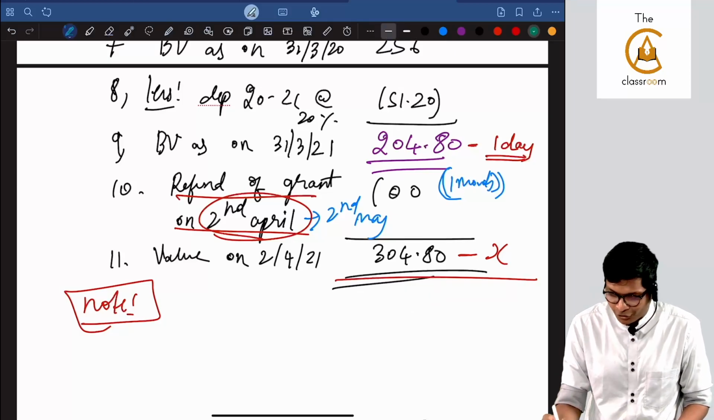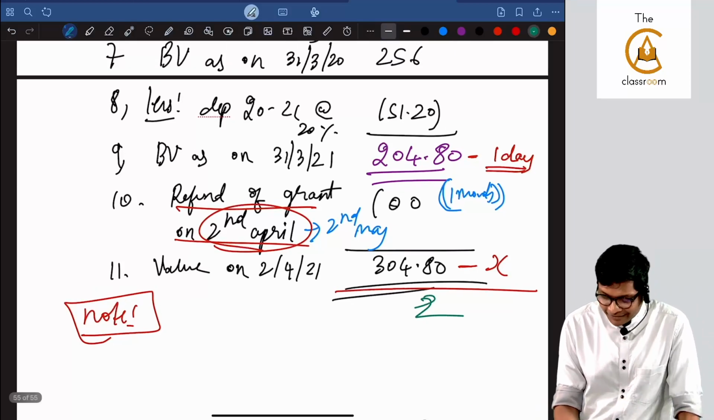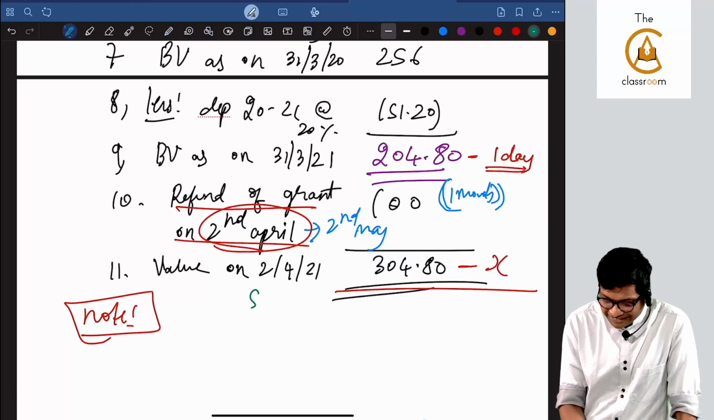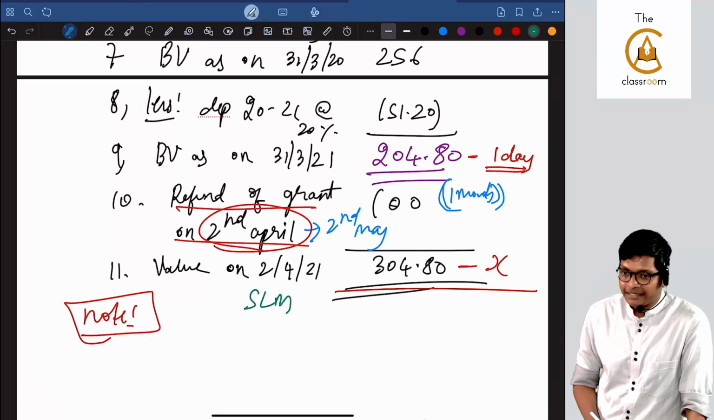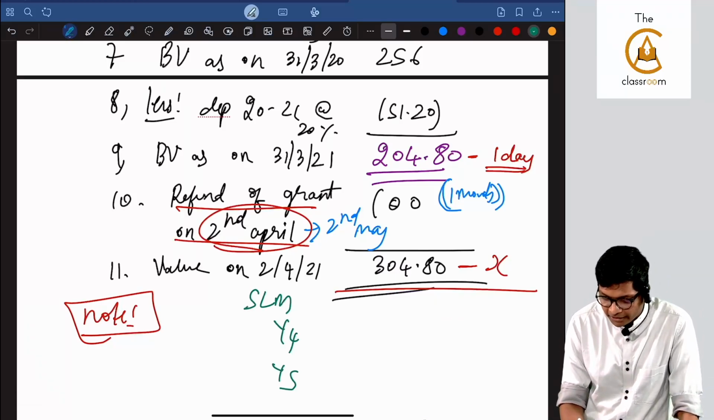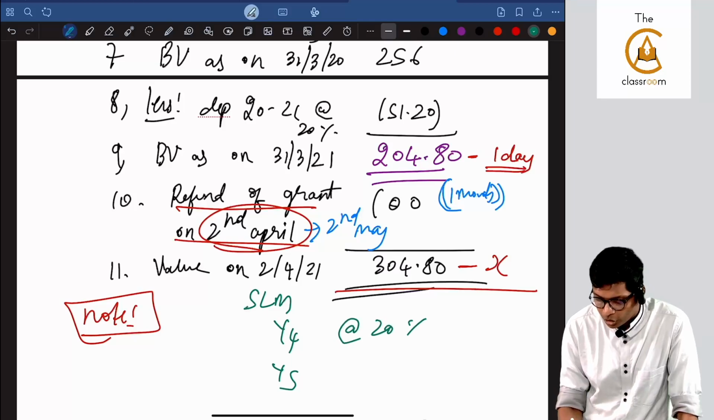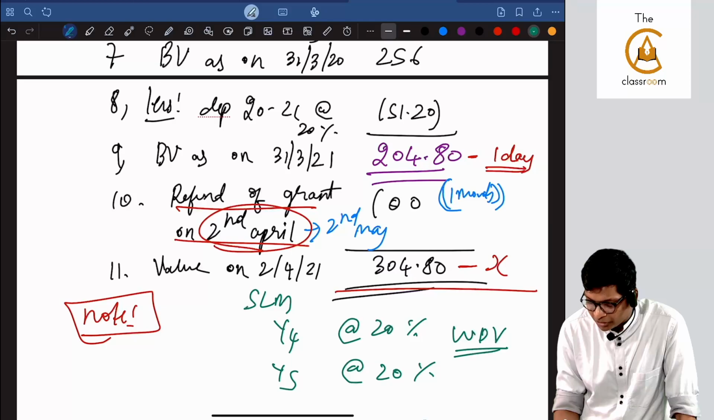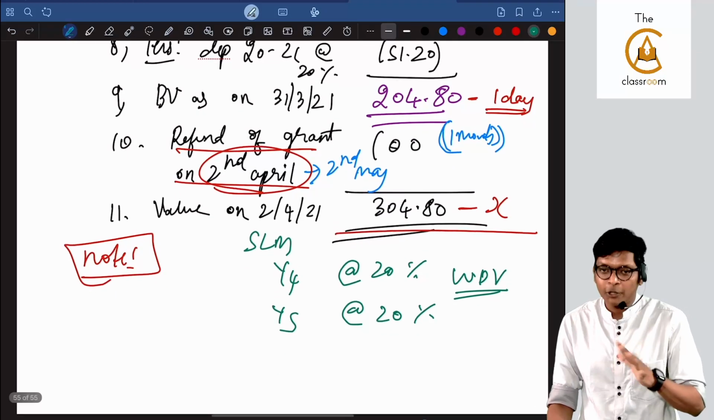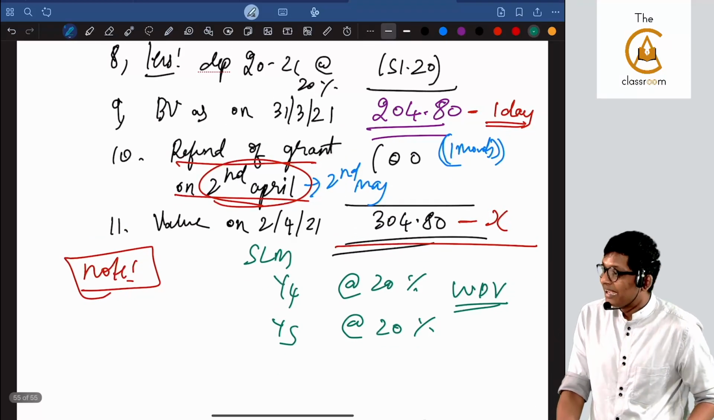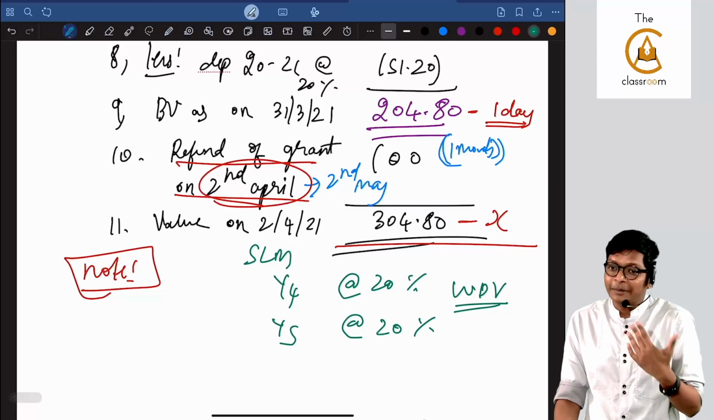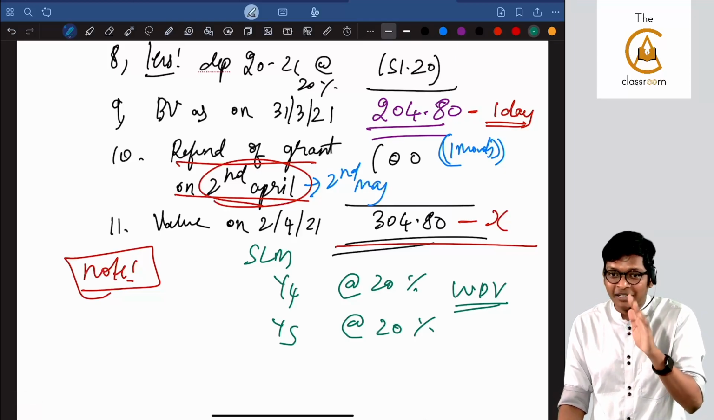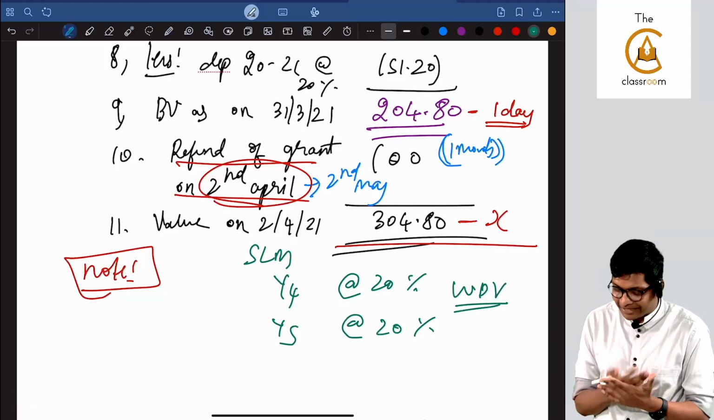Just checking if you're all awake. You should not divide by 2 because that is correct only if you're doing the SLM method. So for year 4 and year 5 also you have to apply 20% and do the WDV method. Recording students, are you still awake or did you close the video? I hope you are following, guys. So that means we are also seeing common mistakes. 90% of you did not recognize that, including me, guys. So we'll clap for Nidish, guys.